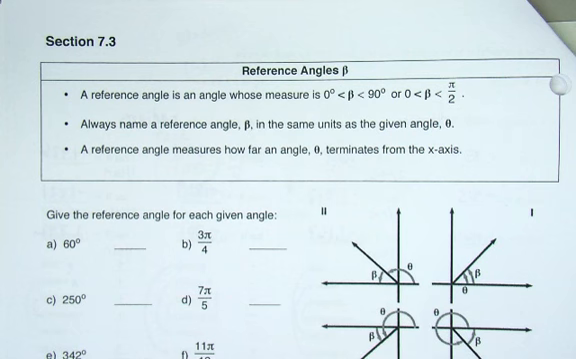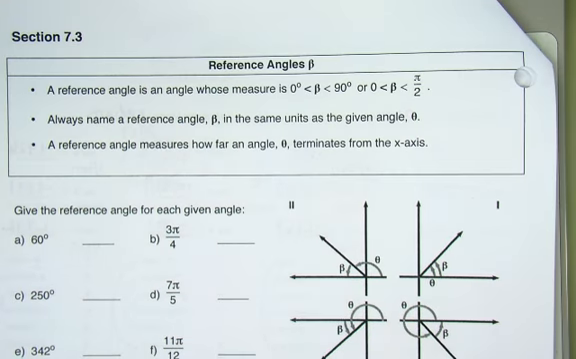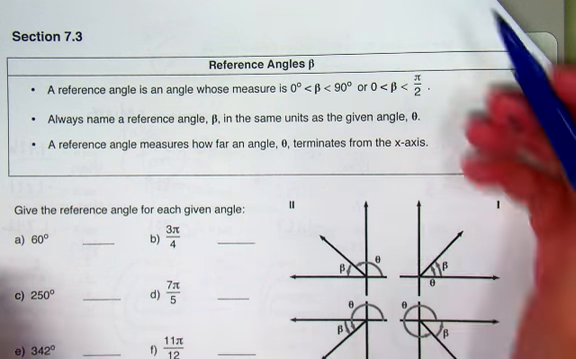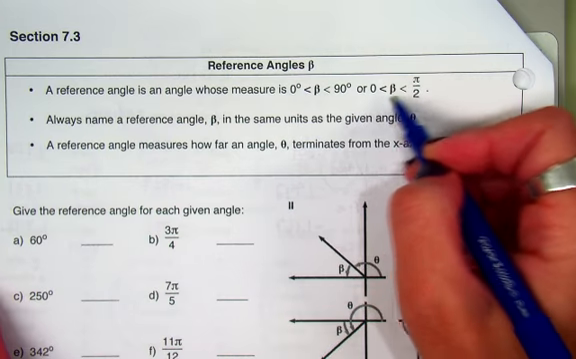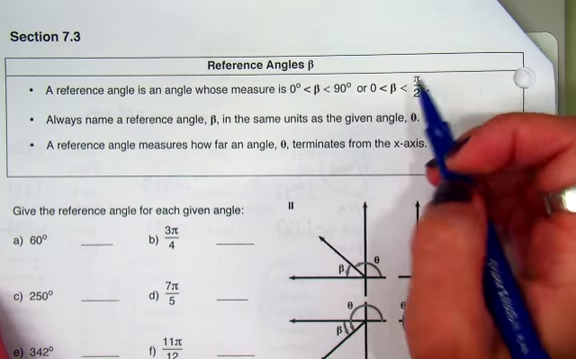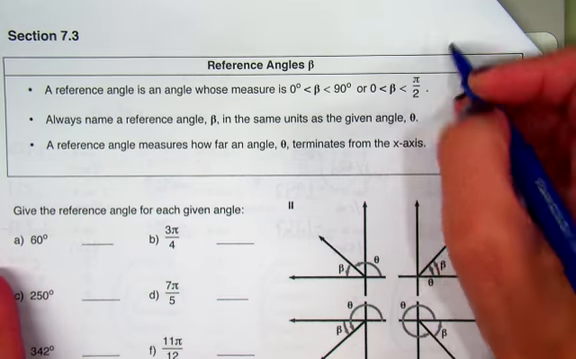Okay guys, so we're going to start here with 7.3, talking about this idea of what is a reference angle. A reference angle is an angle whose measure is between 0 and 90 degrees, or 0 and pi over 2. Don't worry about this symbol, it's just beta. It just looks like a fancy B, okay? So it basically has to be a positive value, right? It's always going to be positive.